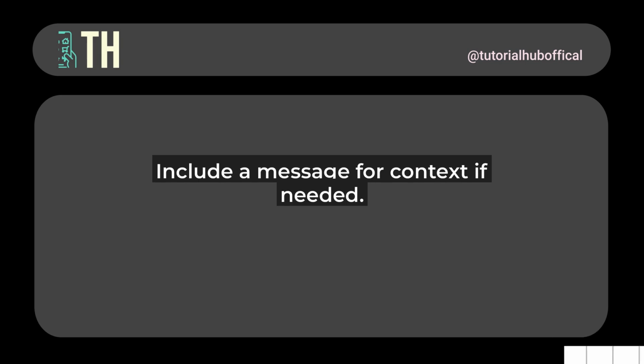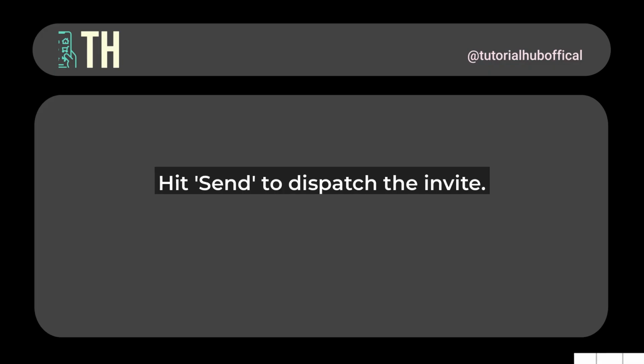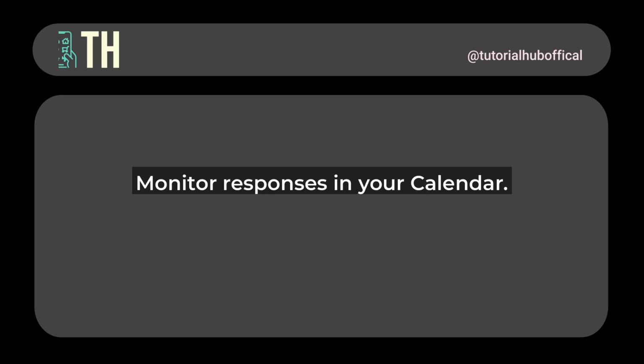Your invite will be emailed out, and it'll appear on the recipients' calendars if they use Outlook or a compatible app. To wrap things up, keep an eye on your calendar for responses. People can accept, decline, or propose new times directly. A quick tip: always double-check dates and times before sending, and if you're dealing with international teams, use the Time Zones feature to make it crystal clear.